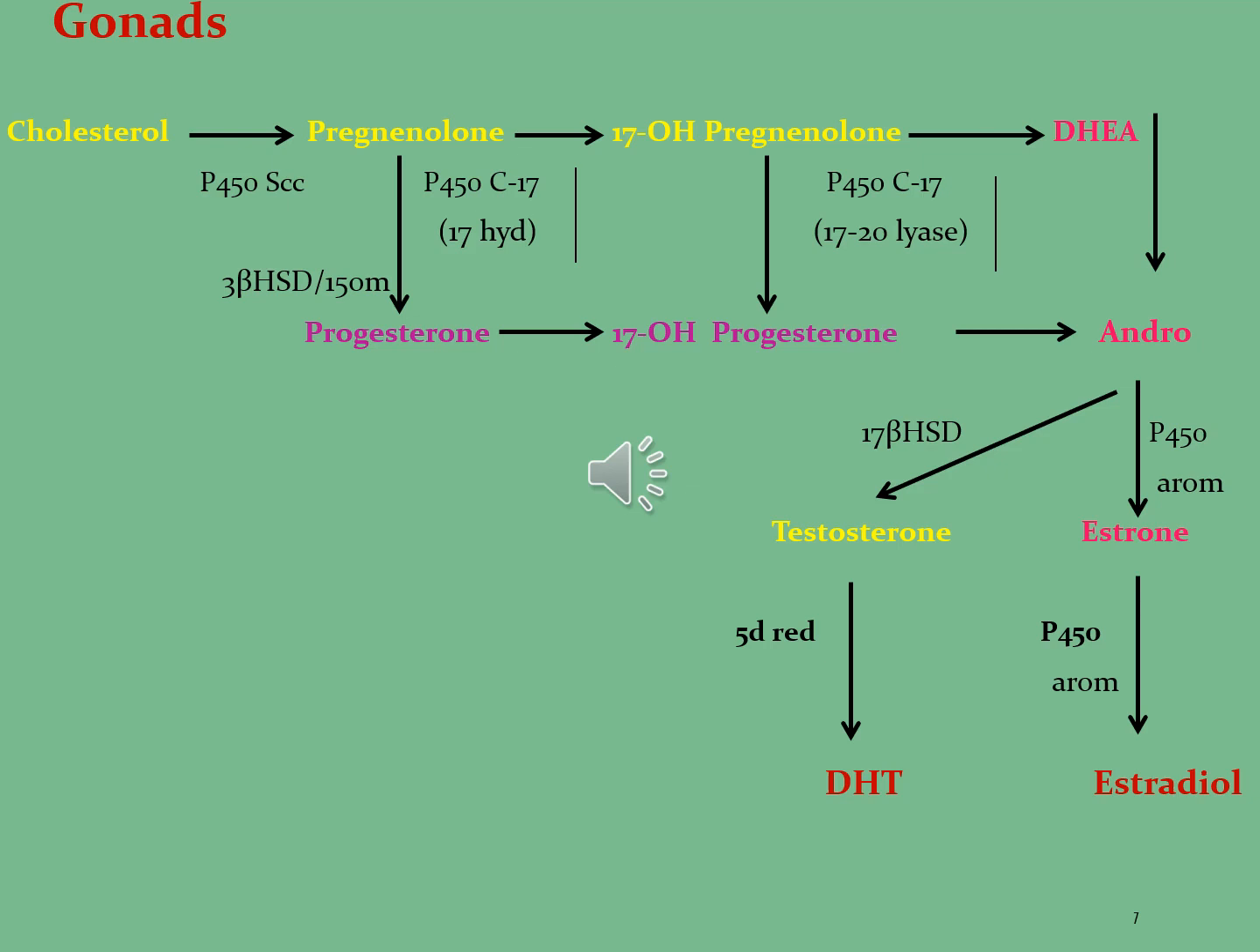Let's see how androsterone is changed into testosterone and estrone. The androsterone is changed into testosterone by the effect of enzyme 17-beta-HSD and changed into estrone by the effect of enzyme P450 aromatase. The testosterone and estrone is further changed into DHT, that is dihydrotestosterone, by the effect of enzyme 5-reductase, and estrone is changed into estradiol by the effect of enzyme P450 aromatase.